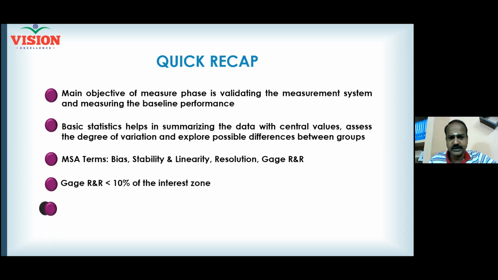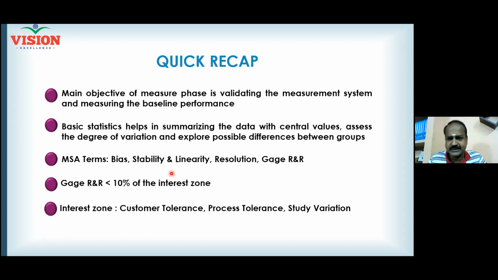Gauge R&R should be less than 10% of the interest zone. I purposely put interest zone because the interest zone can change from company to company, can change with your maturity level. When you are highly matured, you will use process tolerance. In the initial stages, you can use customer tolerance. When you do not have any clue about the tolerance, then software like Minitab will automatically consider the study variation as the tolerance, right? That's not the right way.